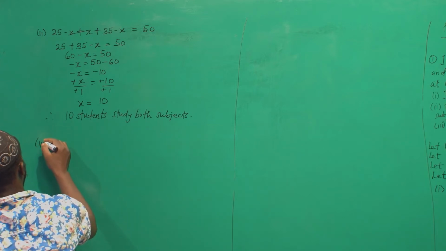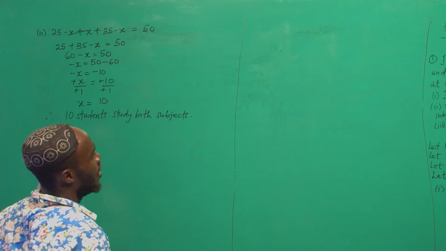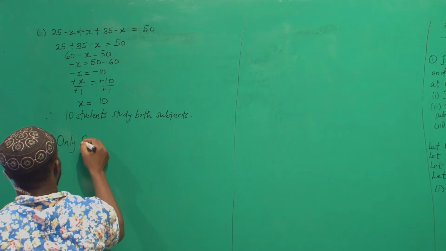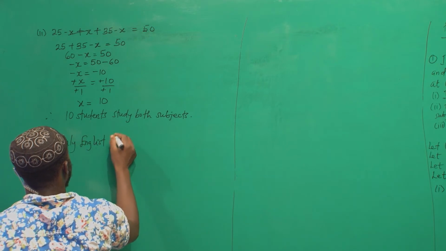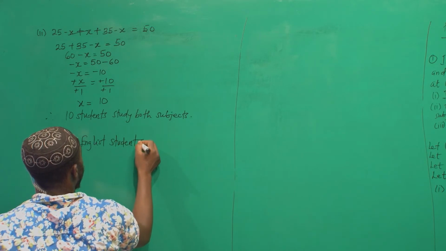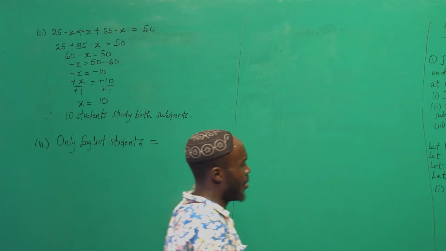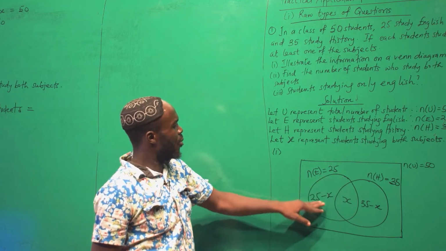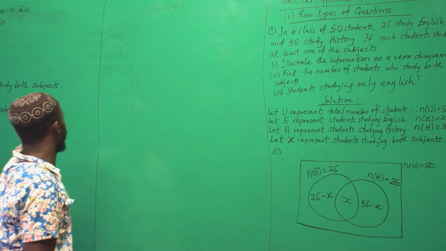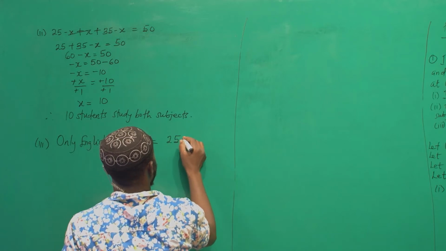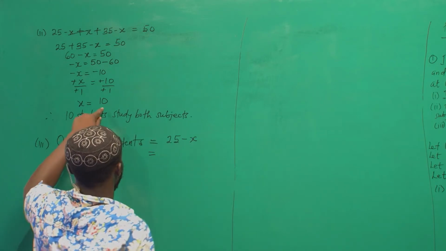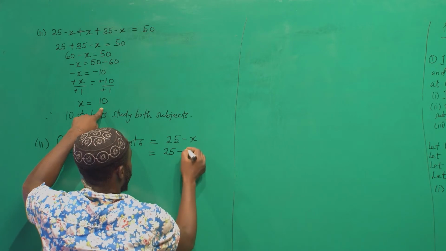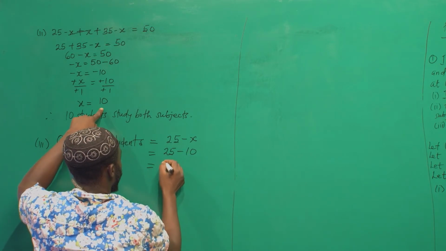III is asking us to look for students studying only English. So only English students will be equal to, so when we come to the diagram, what I said was that this portion without the X is the only English. So the portion without the X is 25 minus X. So we have 25 minus X. But our X is now 10. So we have 25 minus 10. And we have 15.